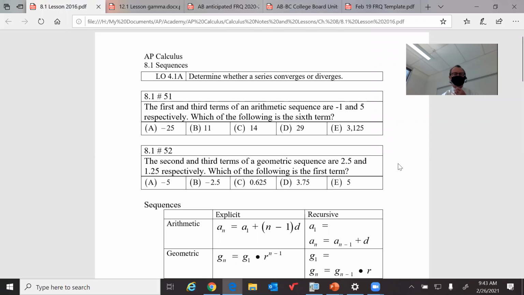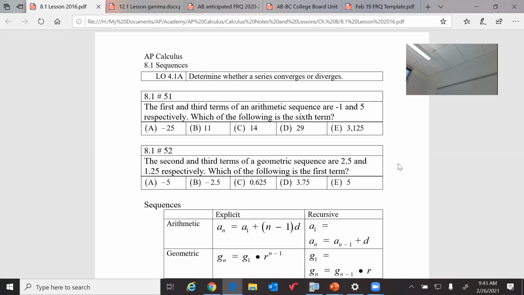So yesterday we did this problem, 51, where it says the first and third terms of an arithmetic sequence are -1 and 5. What's the sixth term? So just to remind you, if you weren't here yesterday, you didn't see all of this, you would set this up with a T-chart. So the T-chart would look like this.